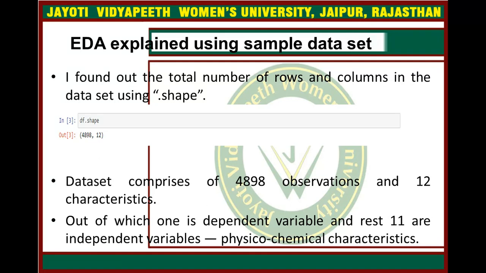Now I found the total number of rows and columns in the data set using dot shape. You can see here, you write dot shape. So the data set comprises 4898 observations and there are 12 characteristics, out of which one is the dependent variable and the rest 11 are independent variables, physiochemical characteristics, right?